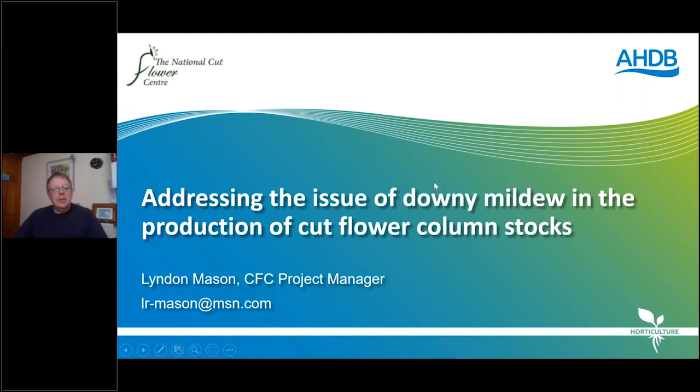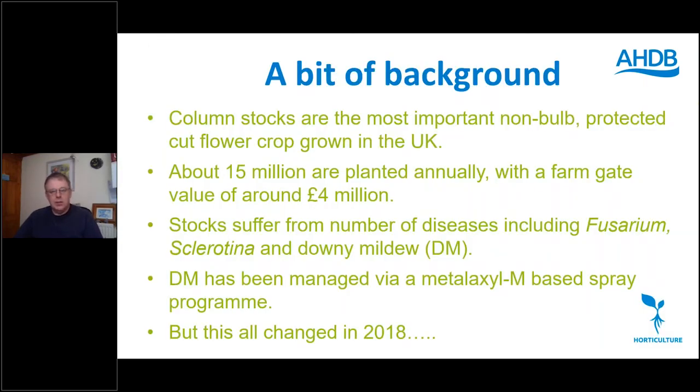I'm going to give you a little bit of background, because I noticed that not all of the attendees are actually column stock growers. So I'll just give you a little bit of background as to where we are now and how we got here. First of all, I think column stocks are the most important non-bulb protected crop grown in the UK. Very important spring and early summer crop. Give or take a few, there's about 15 million of them planted annually. I suspect possibly a few less last year because of COVID, and possibly a few less this year.